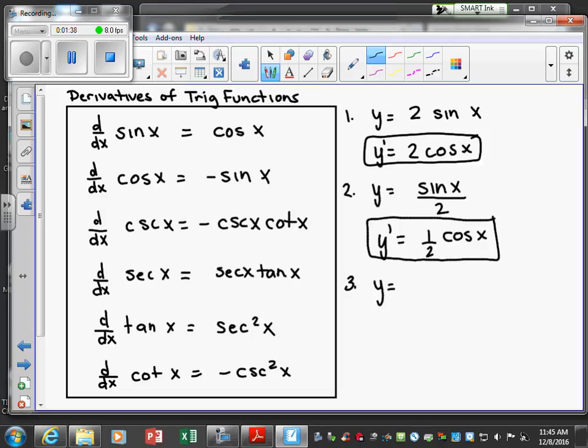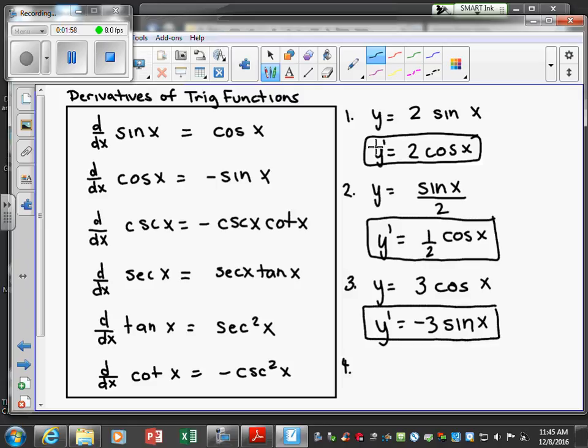Alright, just starting with the basics. 3 cosine of x. The derivative of cosine is negative sine, so I'm just going to put the negative out front. So negative 3 sine of x.